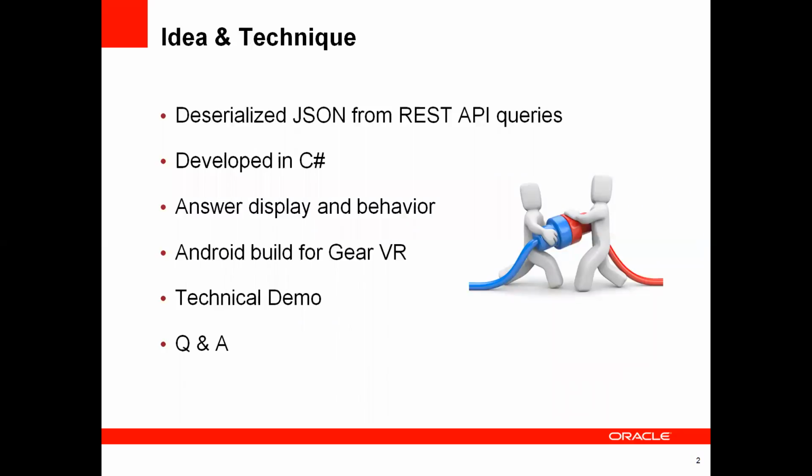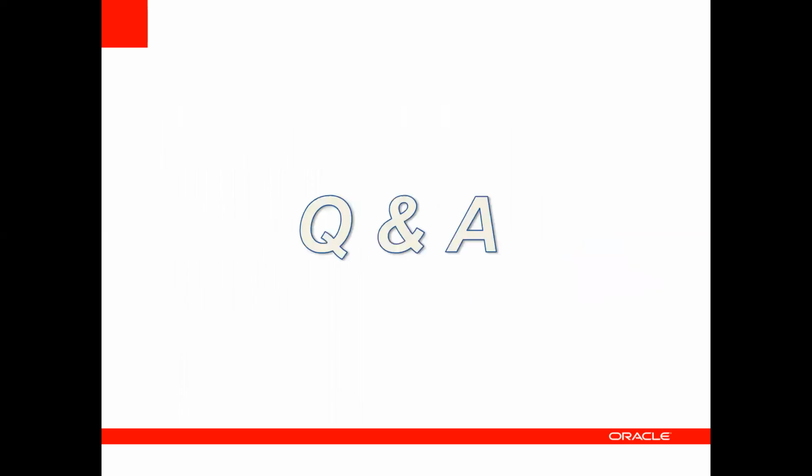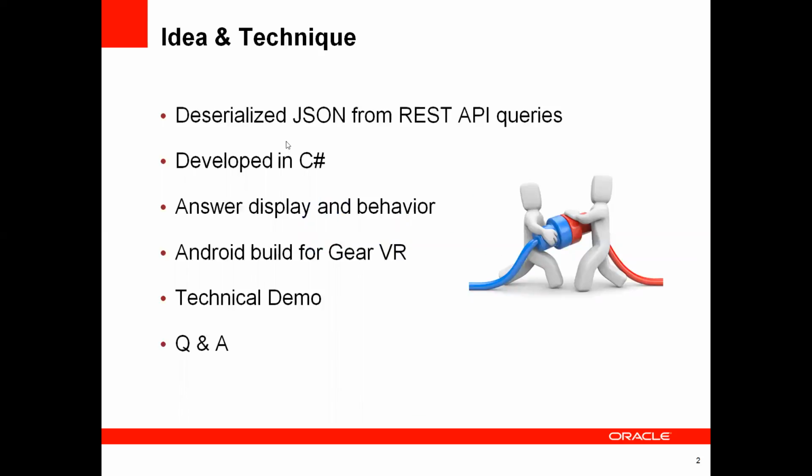So the idea and technique: we deserialized a JSON payload from the REST API, developed it in C#, and the application displays answers, and it also takes the solution from those answers and affects the environment that is displayed within the application. Our original idea was to build it out for the Gear VR, the Oculus system. I tried that this morning and ran out of time, so that would have been cool to try. But here, let's go with the technical demo.